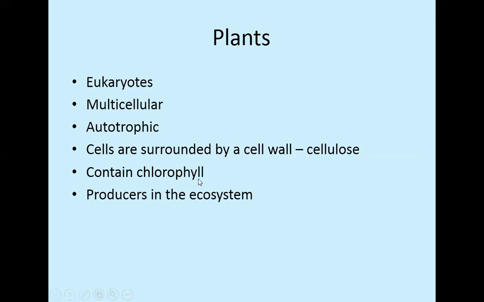Plant cells contain chlorophyll in them. So they have this organelle called chloroplast. Chloroplasts are the small structures, the organelles, which contain this green colored pigment called chlorophyll. And chlorophyll is important for capturing the energy of sunlight, and this is needed for the process of photosynthesis.